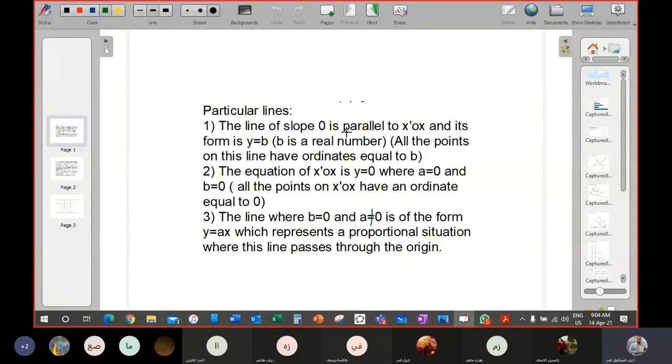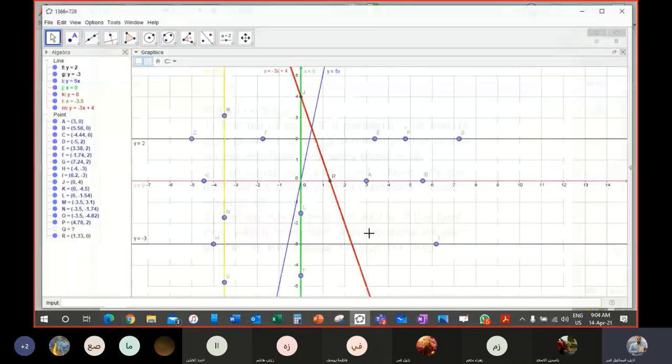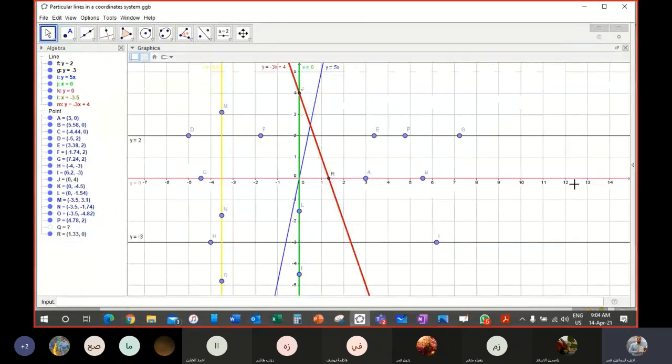The first one, the line of slope 0, is parallel to x prime x, and its form is y equals b, where b is a real number. All the points on this line have ordinates equal to b. This line is parallel to x prime x, the one with the pink color.